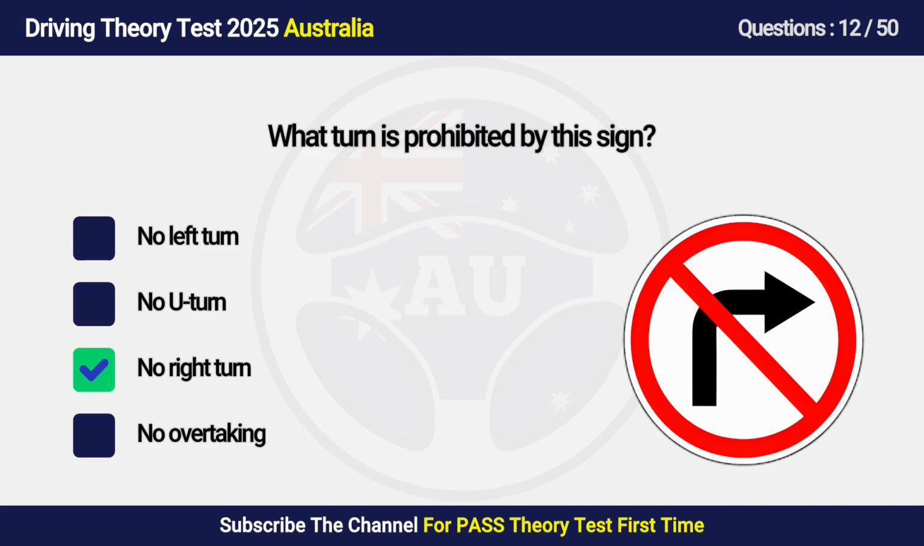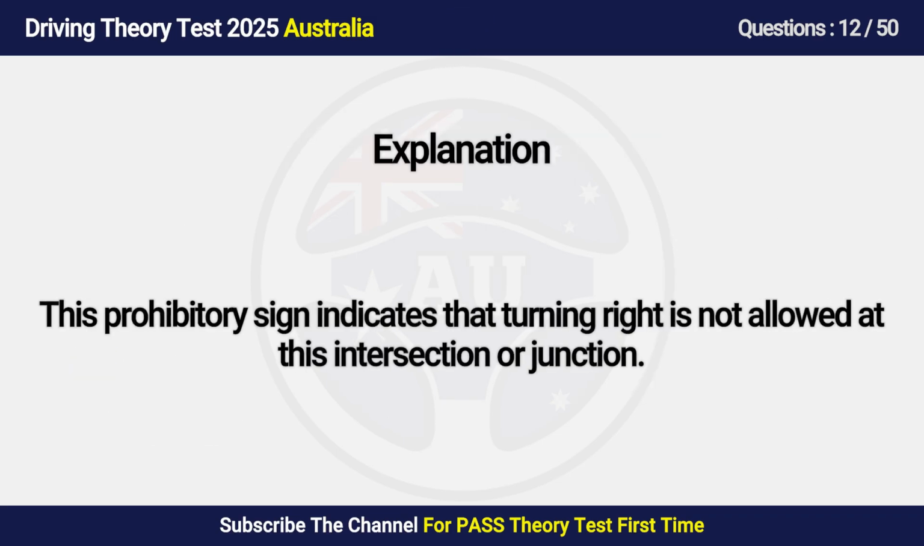Answer is C, no right turn. This prohibitory sign indicates that turning right is not allowed at this intersection or junction.